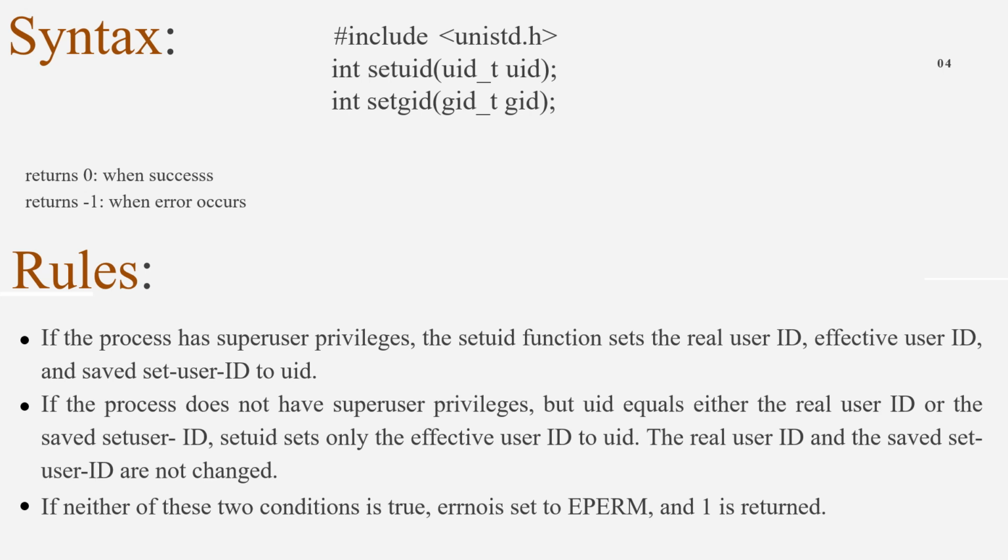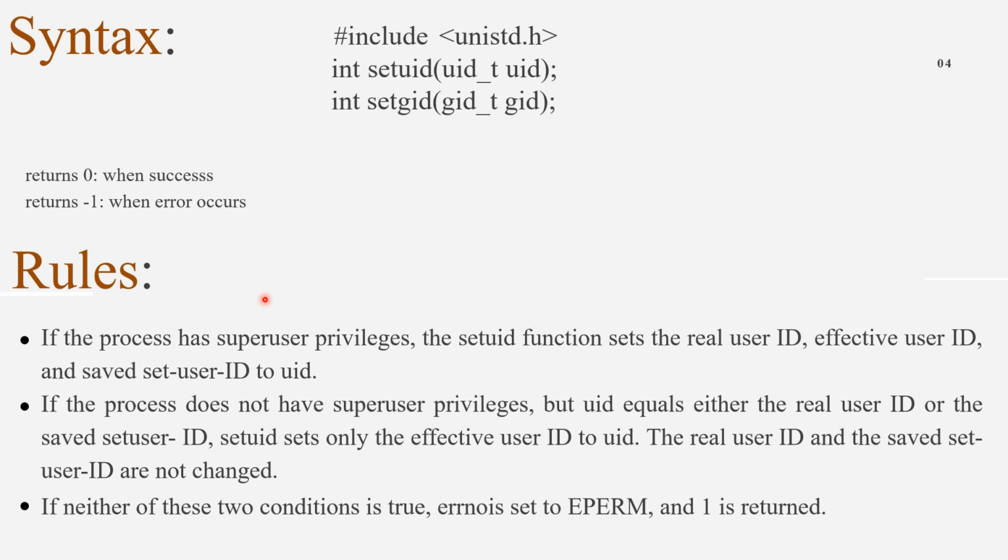There are mainly two functions used to do the same. They are setuid, which is used to change the user ID, and setgid, which is used to change the group ID. These two functions will return 0 when the user ID has been changed successfully and return -1 when an error occurs. There are some rules to be followed while changing the user ID or a group ID.